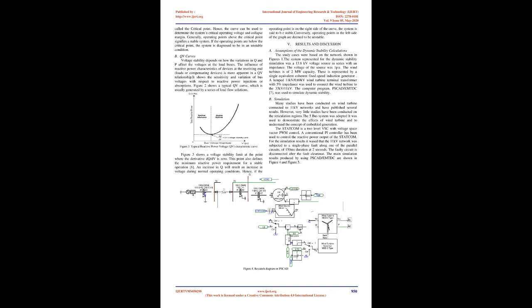If an increase in Q results in an increase in V, the operating point is on the right side of the curve, and the system is said to be stable. Conversely, operating points on the left side of the graph are deemed to be unstable.